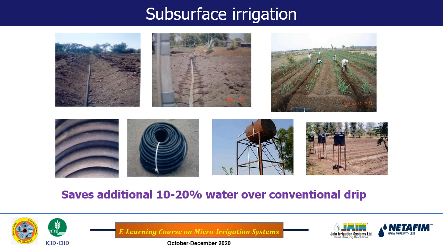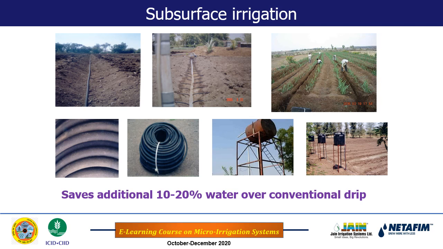We have seen the micro irrigation system, and the major micro irrigation system is the drip irrigation system. We have seen the drip irrigation system in detail along with its advantages, disadvantages, and components, followed by a brief look at the other types of micro irrigation system: the micro sprinkler irrigation system, the subsurface drip irrigation system, and the bubbler irrigation system.